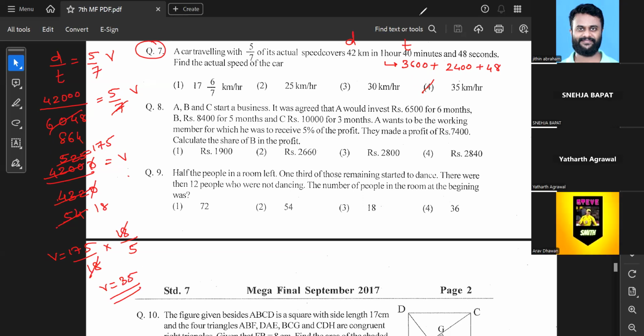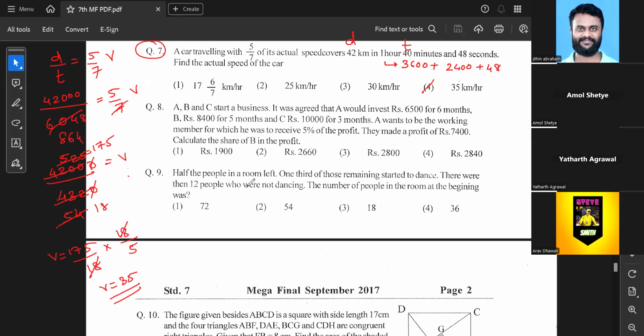So from where did you get 18 upon 5? 18 upon 5 is the conversion factor. It's a fixed value. Okay, sir. Whenever you wish to convert, right. Yeah, my bad. Sir, 175 upon 18.